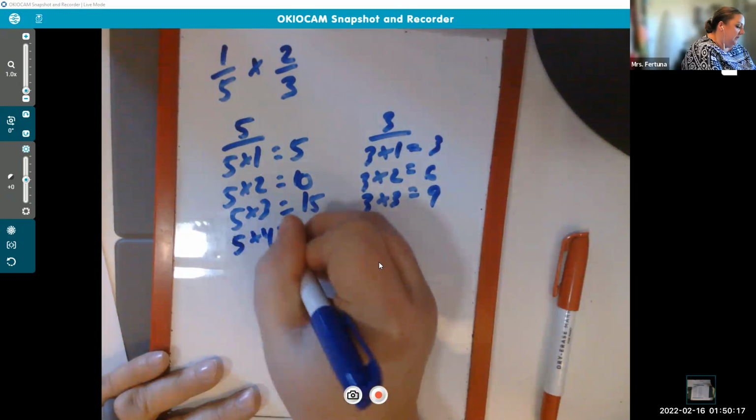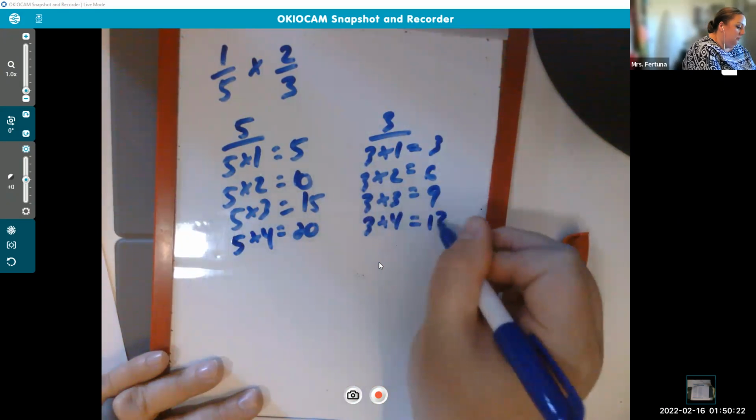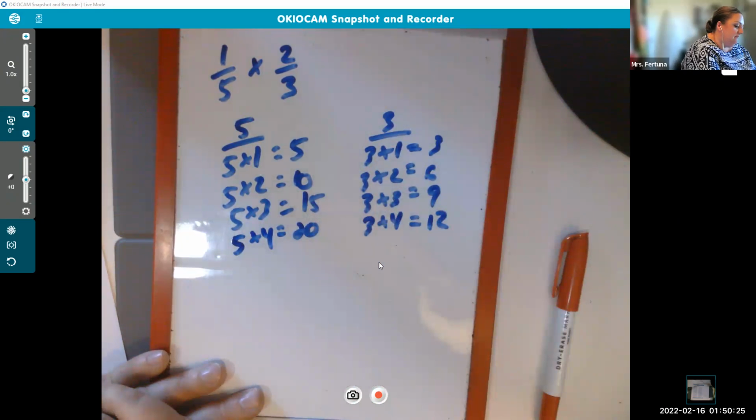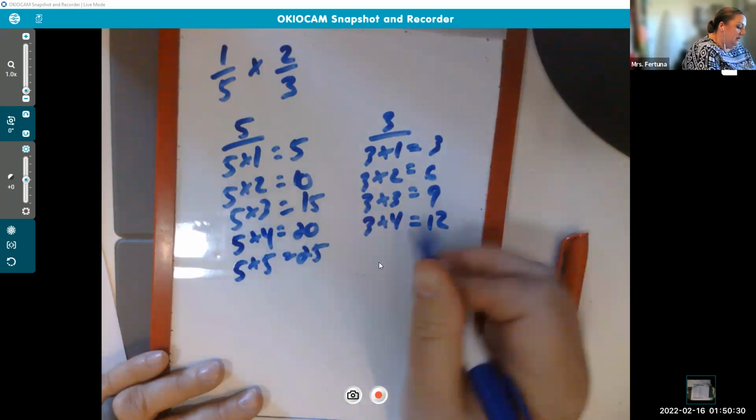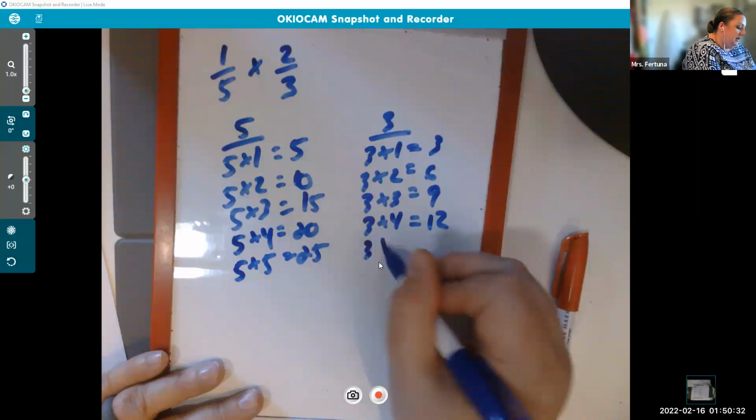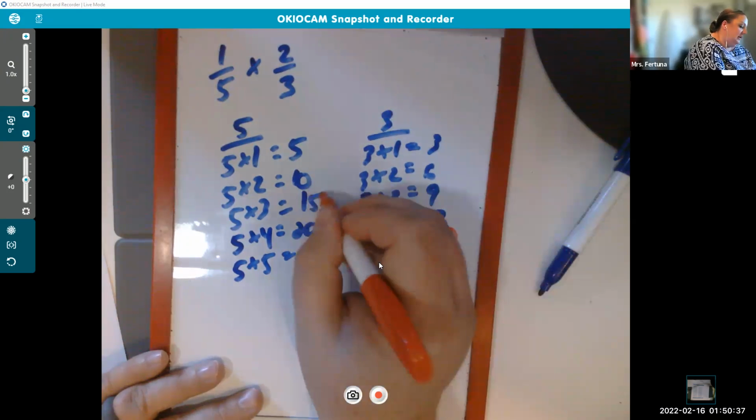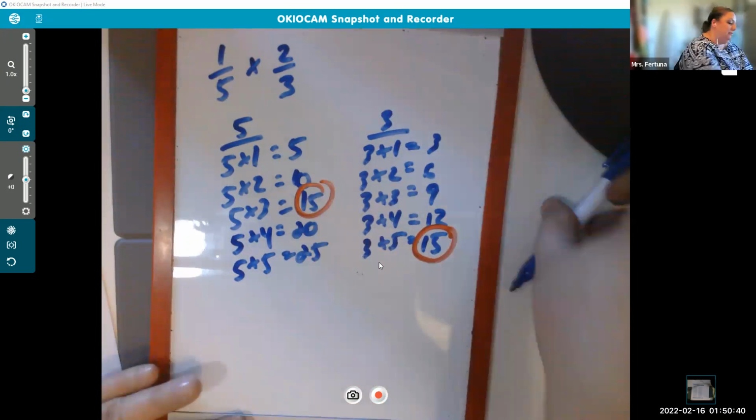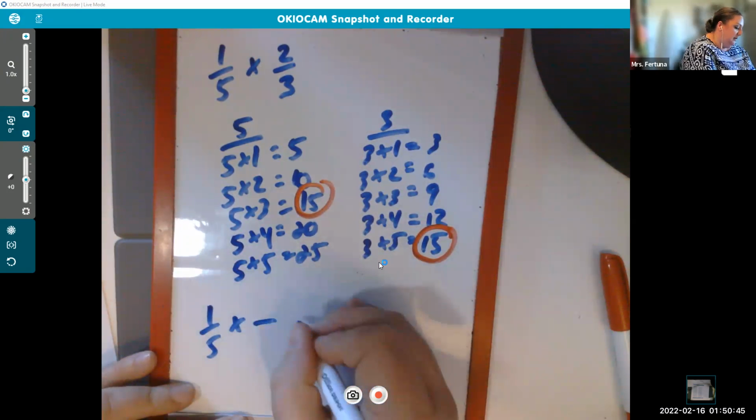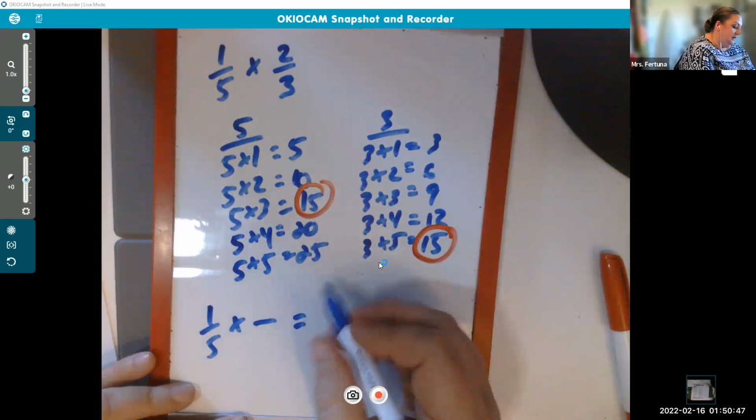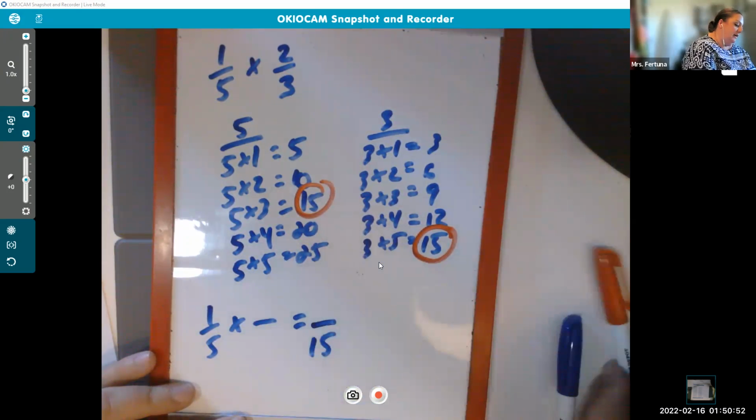5 times 4, we'll add just one more on each side, is 20. 3 times 4 is 12. Anything yet? Nope, nothing yet. Let's do one more. 5 times 5 is 25. 3 times 5 is 15. Do we have one? There it is, 15. Okay, so we know that 1/5 times something over something is going to be equal to a fraction with the denominator of 15.